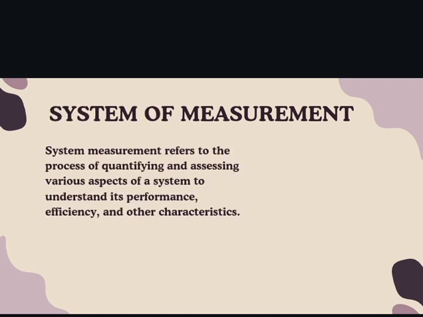System of measurement. System measurement refers to the process of quantifying and assessing various aspects of a system to understand its performance, efficiency, and other characteristics. System of measurements refers to the process of associating numbers with physical quantities and phenomena.